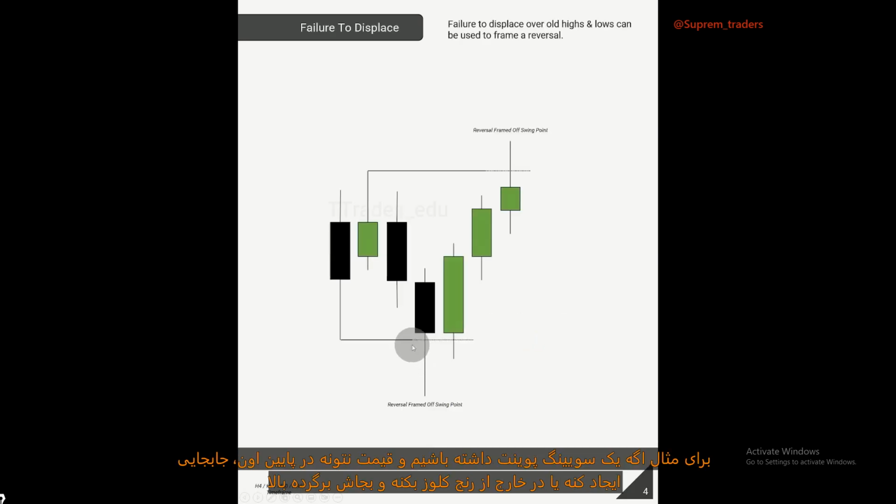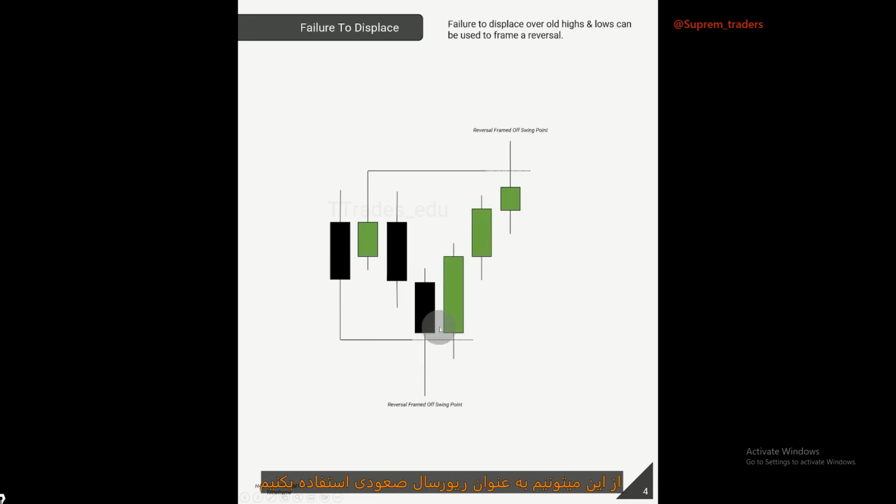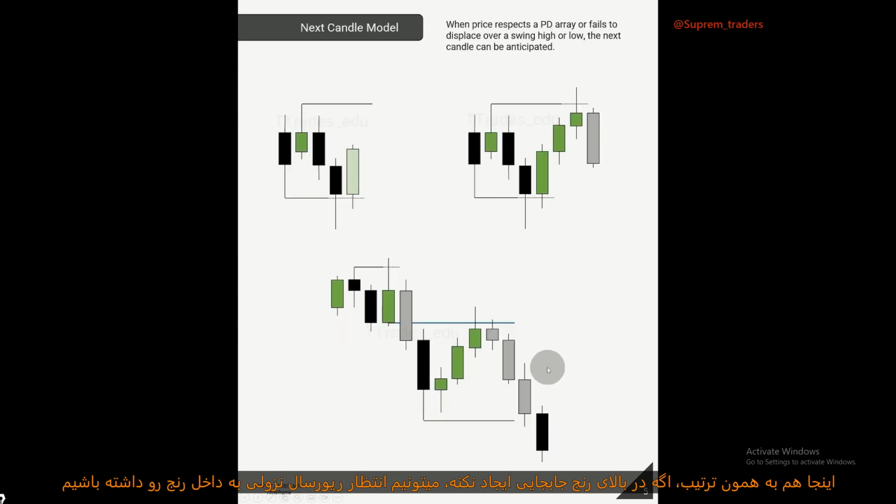So for example, if we have a swing point where we fail to displace or close outside the range and come back in, this can be used to frame a reversal higher. Similarly, up here, if we fail to displace out of this range, we can frame a reversal back into the range. That brings me to the next candle model, or the next day model from the MMXM trader.